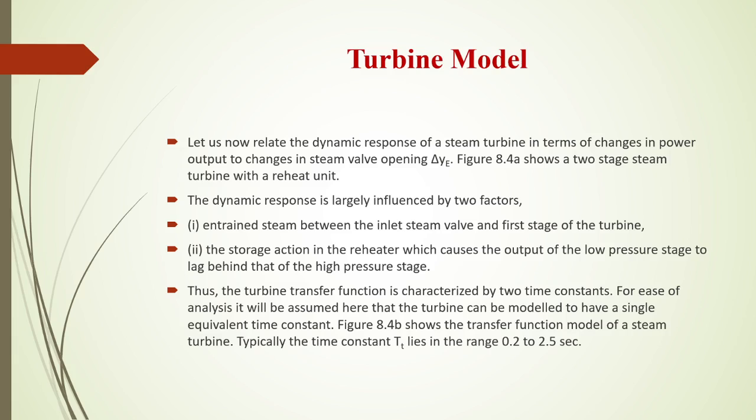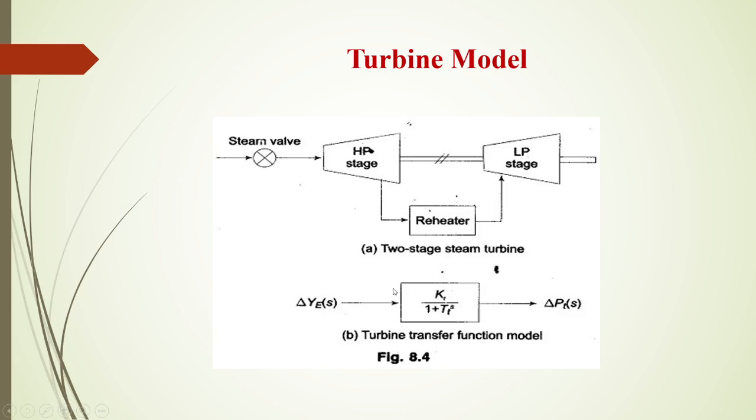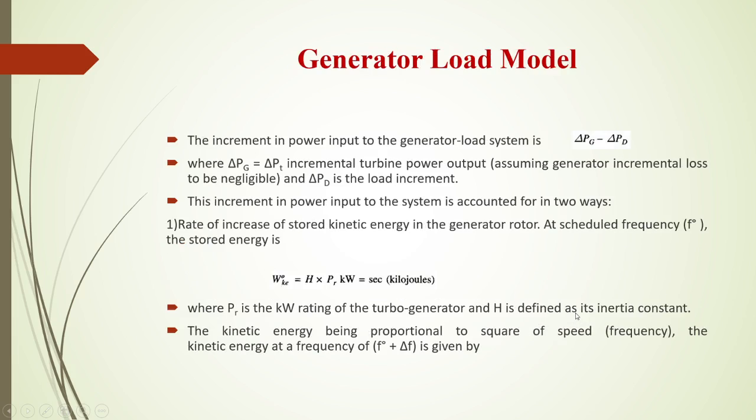For ease of analysis, it will be assumed here that the turbine can be modeled to have a single equivalent time constant. So we are considering here only a single equivalent time constant, that is, the transfer function of this is given by KT by 1 plus TT into S. The input of this will be delta YE of S, and the output of this will be delta PT of S. Now let us consider the generator model.